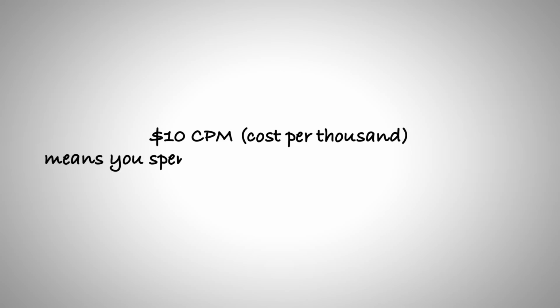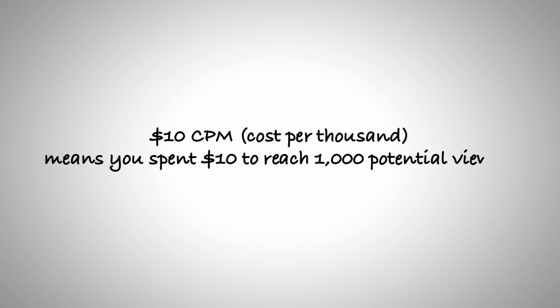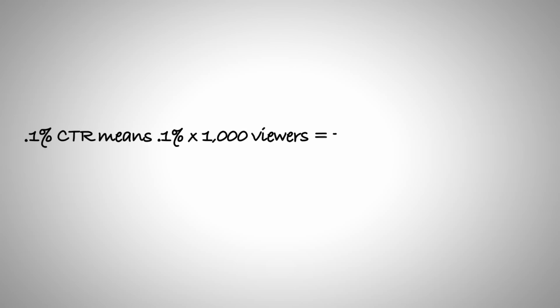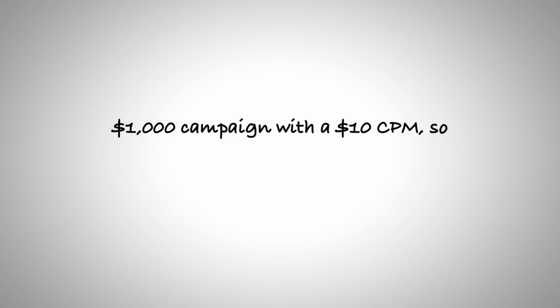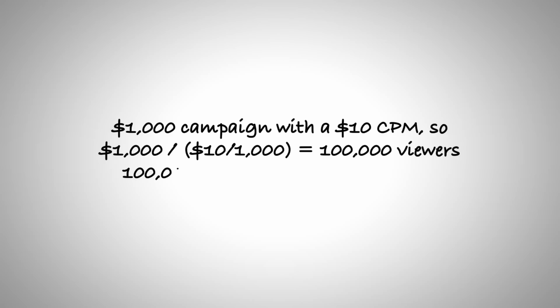If you had a $10 CPM and a 0.1% click-through rate, that means you paid $10 to reach 1,000 viewers, and 0.1%, which equals 1 viewer, clicked on the ad. So the cost per click is $10. If this was a $1,000 campaign, you spent $1,000 to reach 100,000 viewers, and 0.1%, or 100 people, clicked on your ad. Again, the CPC was $10.